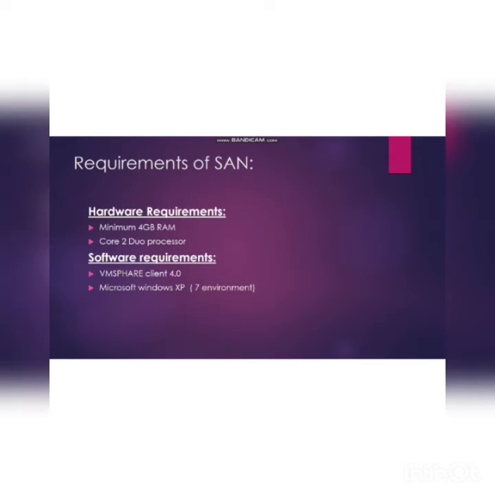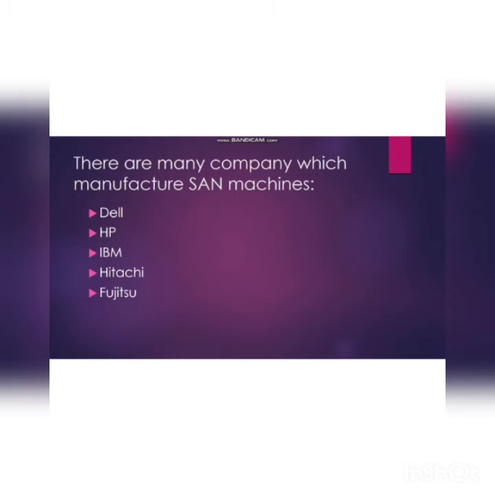These are the requirements of SAN. In hardware requirements, it needs minimum 4 GB of RAM and Core 2 Duo processor. In software requirements, it needs VMS Fair Client 4.0 and Microsoft Windows XP or 7 environment.